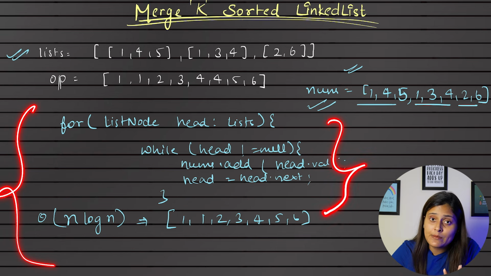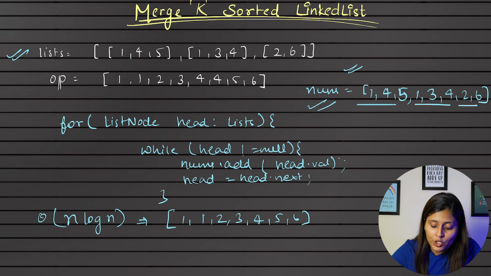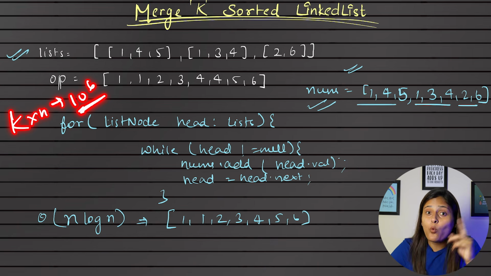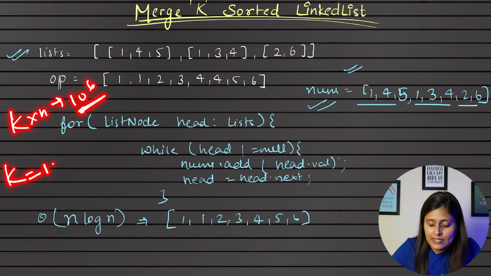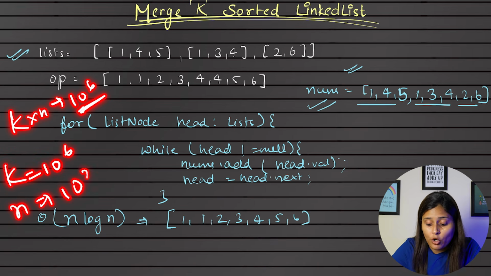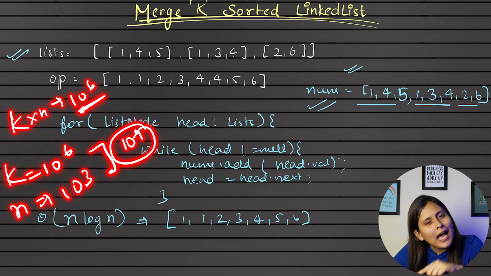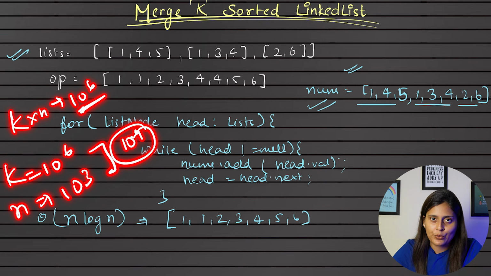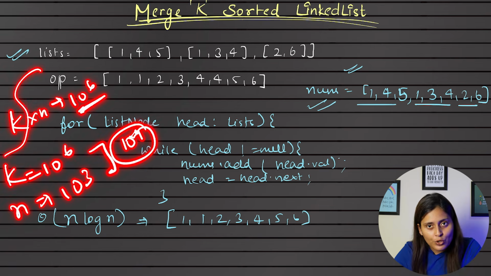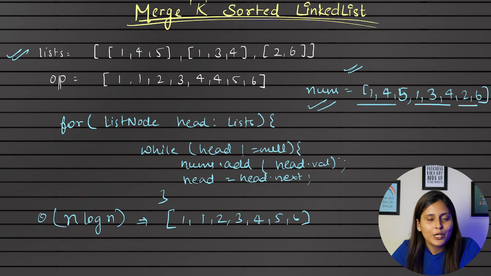This can get submitted because the constraints altogether, k into n, make 10 power 6. So this will get submitted for sure. But what if k was also 10 power 6 and n was 10 power 3? Altogether it will become 10 power 9, and it will give us TLE, correct? So in that case, we cannot submit this brute force code. This is how the constraint decides whether our brute force code will work or not. So here it will work.